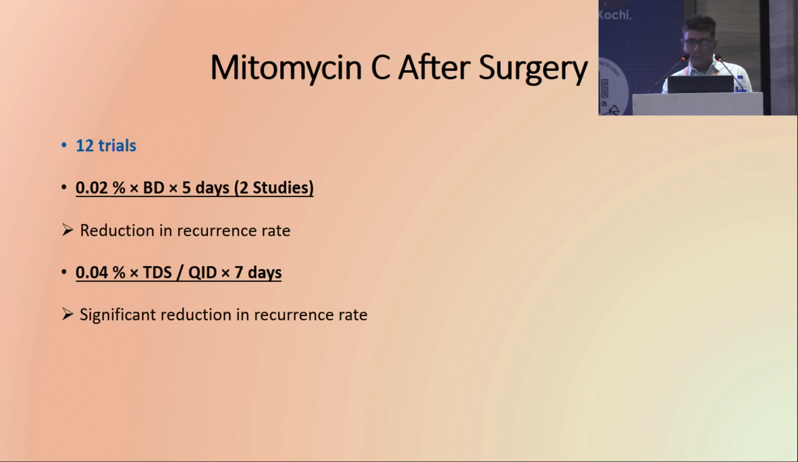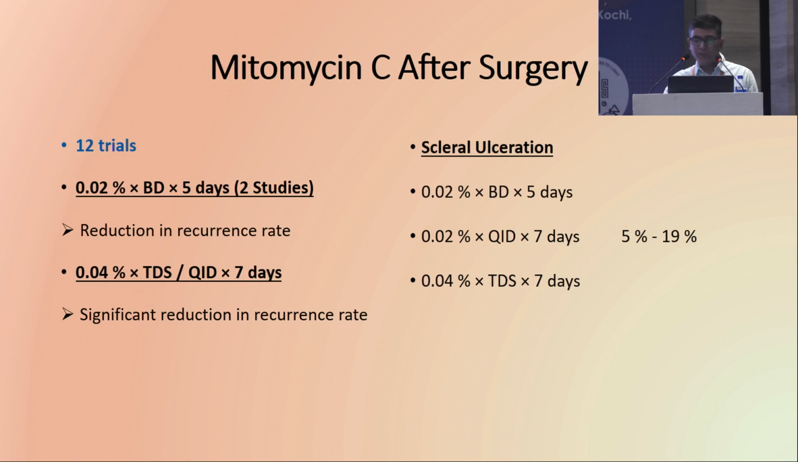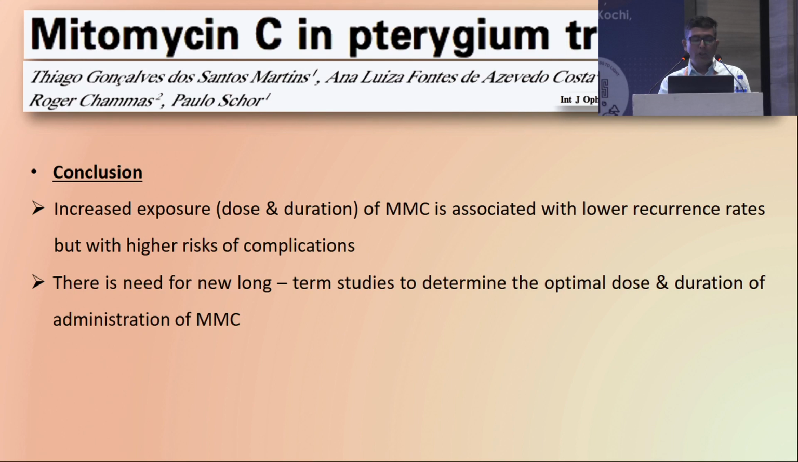The lower strength has also reduced the recurrence rate, but it has less complication post-operatively. But in the higher concentration, the complication rate was 5 to 19%. So they concluded the increased exposure, that is dose and duration of mitomycin C, is associated with the lower recurrence rate of the pterygium, but it is associated with the higher rate of complication. So you have to find a balance of dose and duration for the recurrence and occurrence of complication.